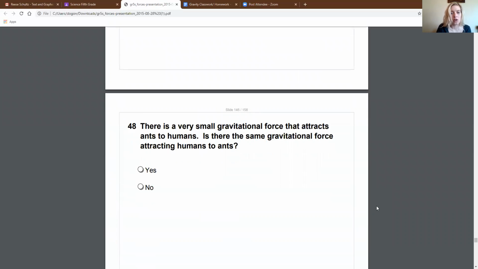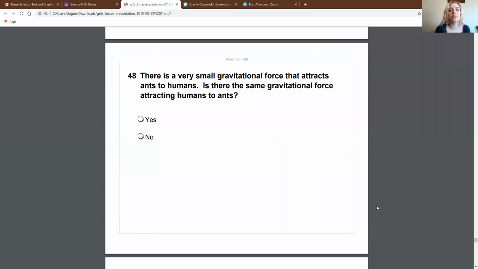Okay. So let's kind of go through a question. There's a very small gravitational force that attracts ants to humans, okay? Is there the same gravitational force attracting humans to ants? Okay, so like we said in the beginning, everything has a gravitational force to something else. Every gravitational force is attractive, okay? So yes, humans and ants have a gravitational force that's attracting each other, okay? But there's a small attractive force between ants and humans. So they're asking, is the same gravitational force attracting humans to ants?